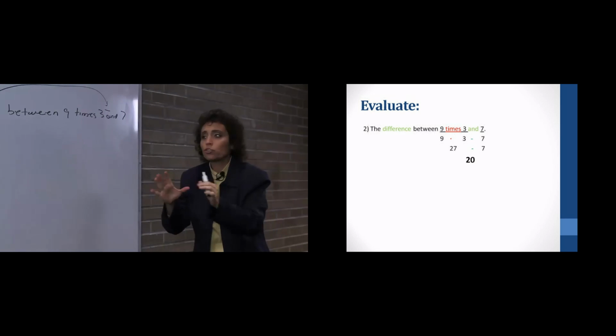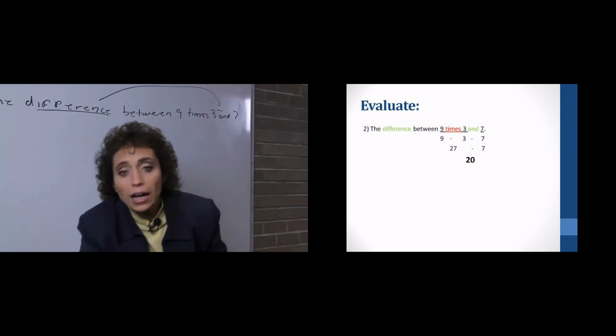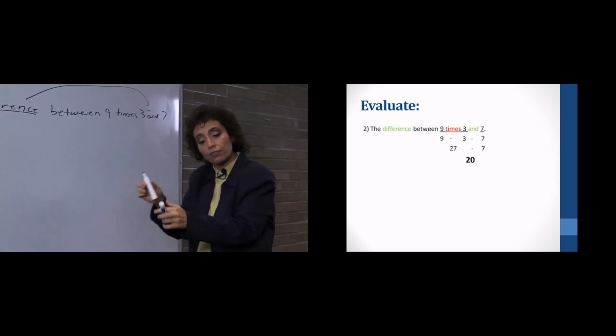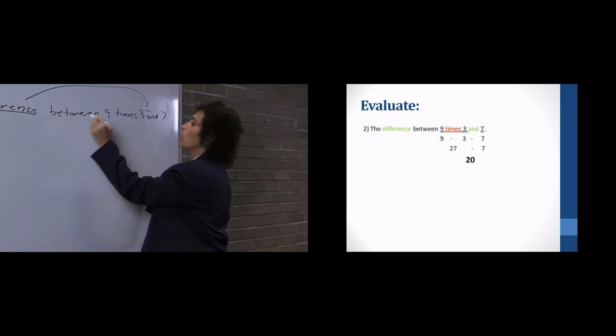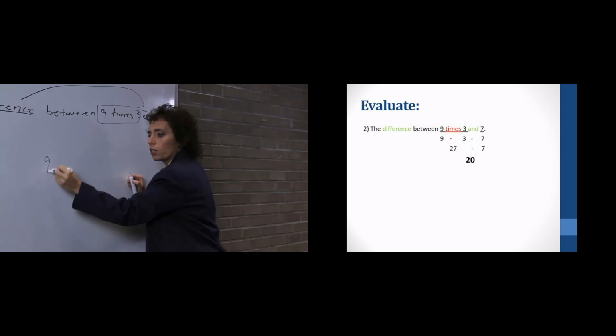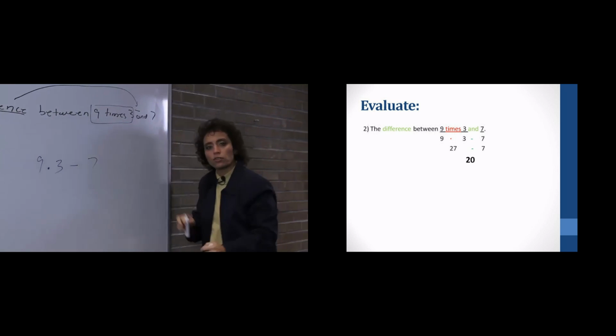Okay, so now here's the scoop on this one. I have the word and. Anything before the word and is going to come before the subtraction sign. Anything after is going to come after the subtraction sign. So 9 times 3, that's going to go first. 9 times 3 and 7. So that's the way that's going to look.